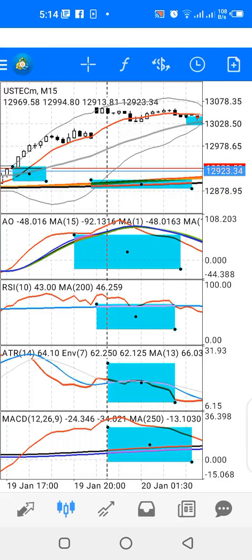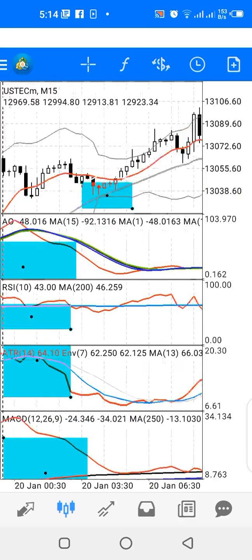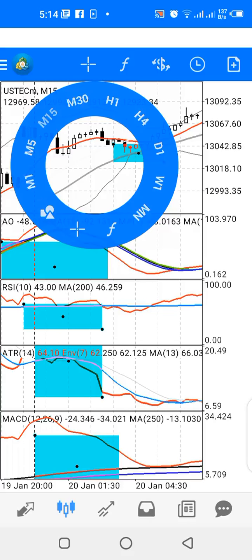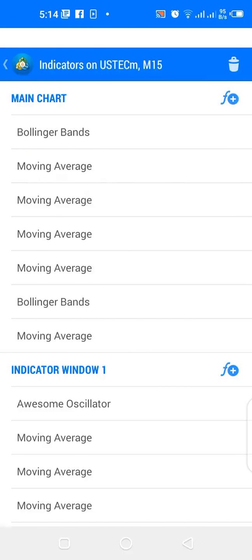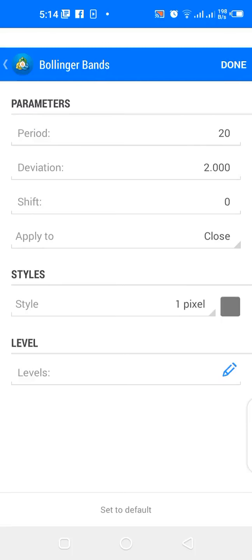All right, so let's look at the settings for the main chart. To set up your indicators for the main chart, you start with Bollinger Bands, moving averages, then Bollinger Band, then moving average. Okay, so the settings for the Bollinger Band, let's look at it. We have a 20 period Bollinger Band. Deviation is 2.0, shift is 0, apply to close, and the color is gray.